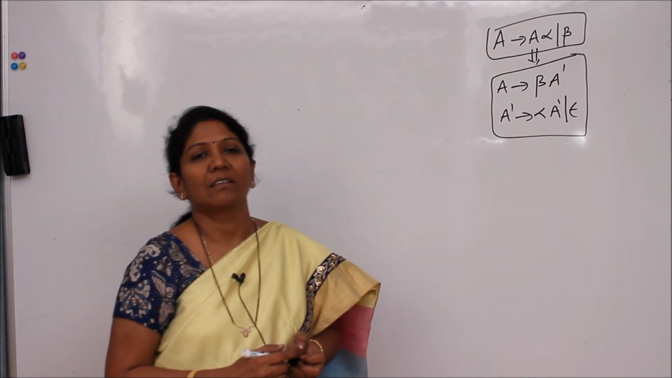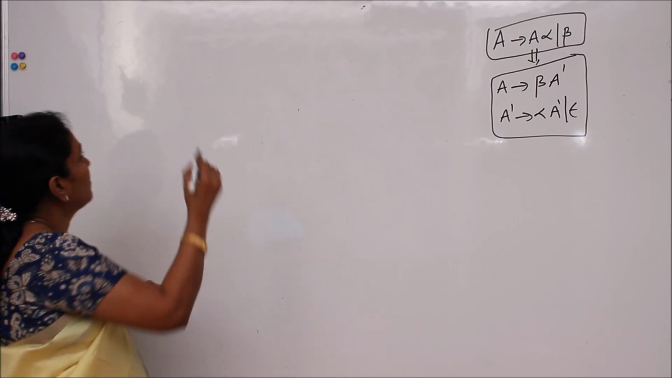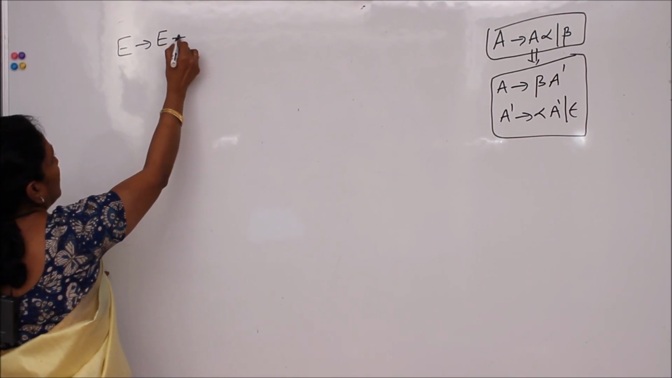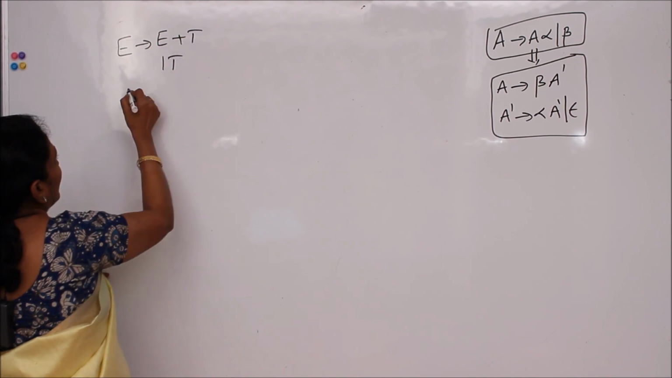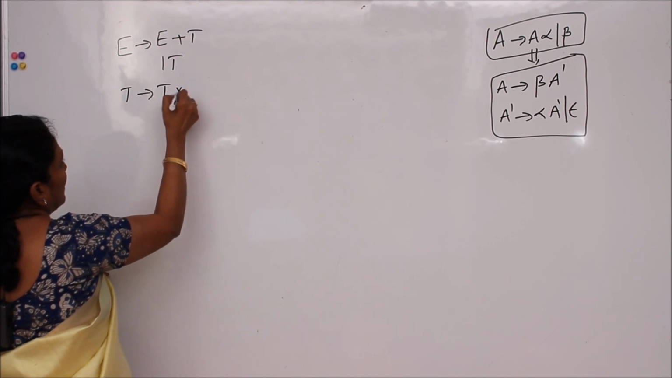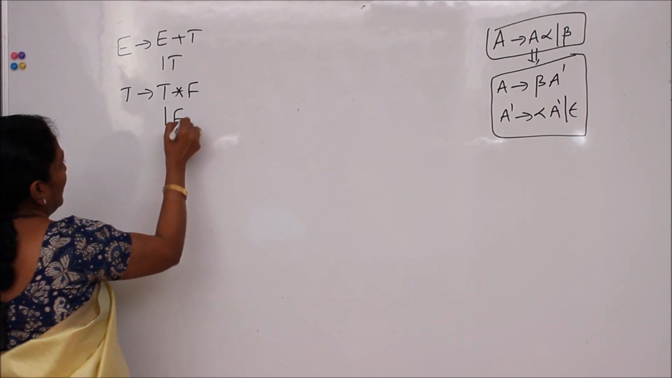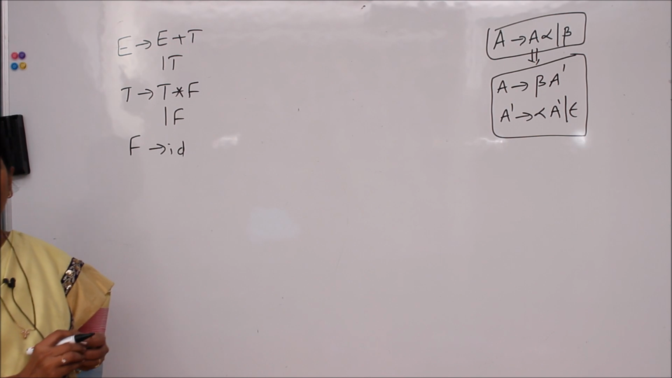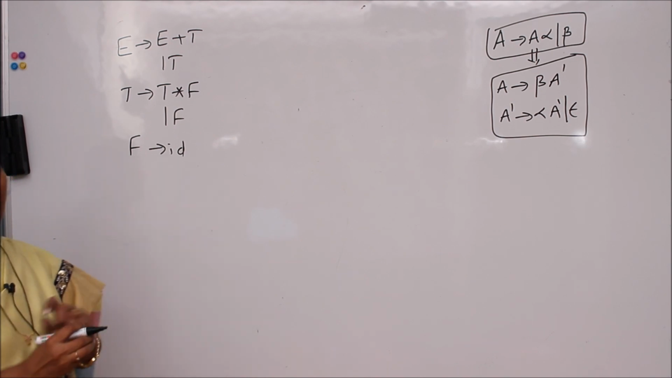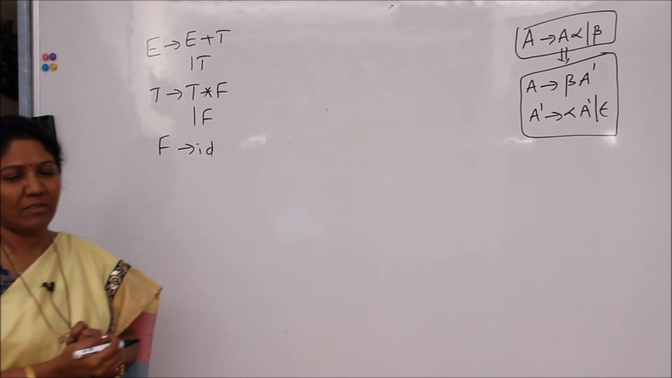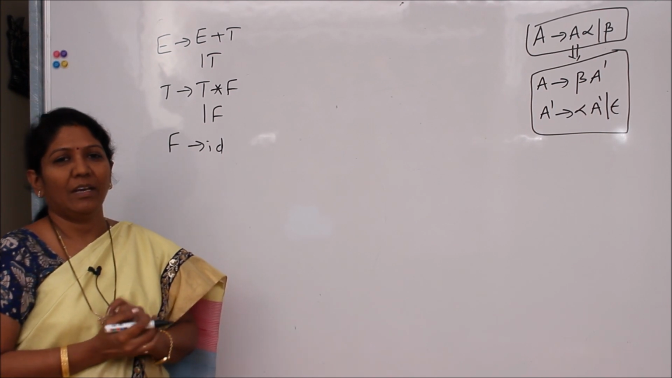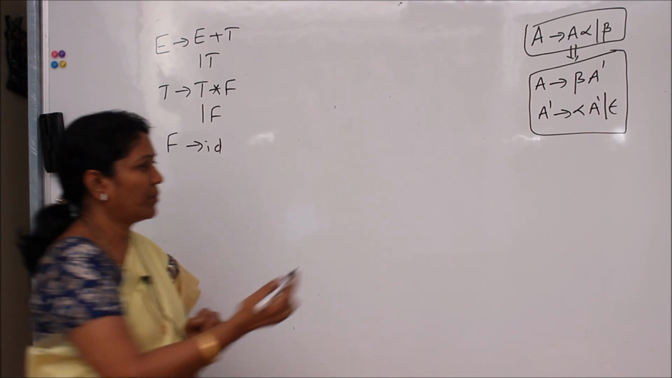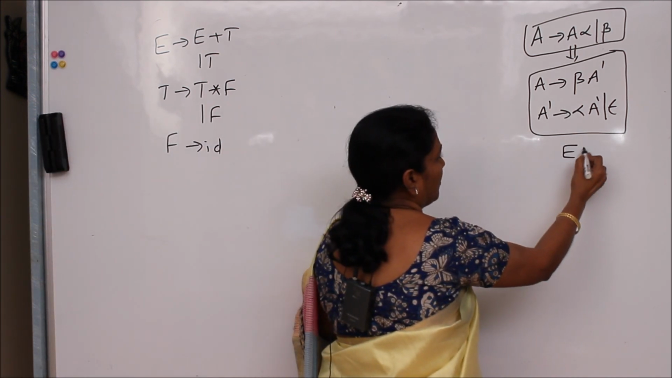So for that, let me take an example. Suppose I take an expression grammar: E to E plus T or T, T to T star F or F, F to id. I have a grammar in context-free grammar. Here I want to convert this grammar into extended Backus-Naur form, EBNF notation.